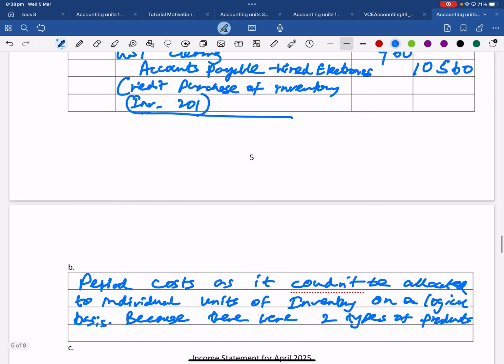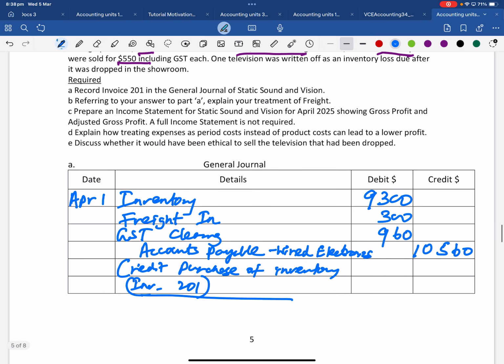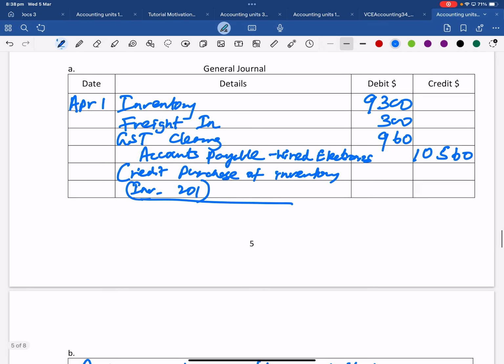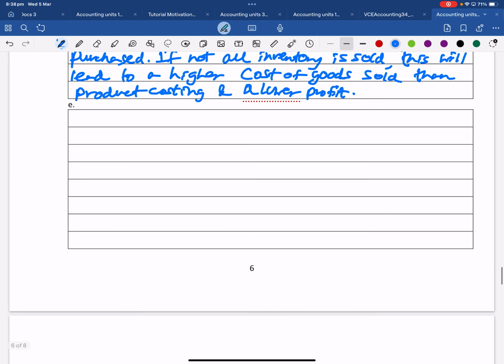Right, part E, guys. Discuss whether it should be ethical to sell the television that had been dropped. What do you think? Is it ethical? Discuss. It's not ethical, right? Why? I don't know if I told you in the class, we haven't done the ethical questions yet. We are going to do it, probably before the end of this month.